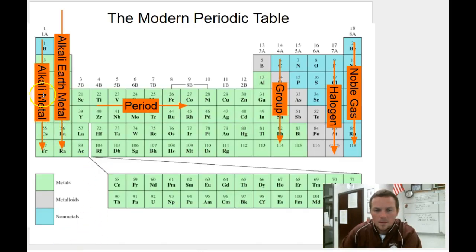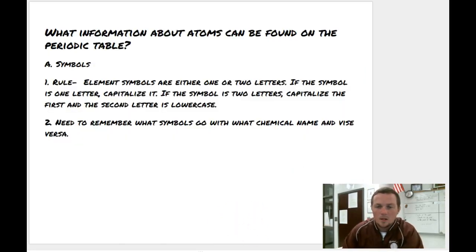Now, we're going to get into the alkali metals, alkaline earth metals, and all this kind of stuff, and knowing the families that we need to know about. So here it is. This is what information about atoms can be found on the periodic table. So first thing is the symbols. Sometimes the periodic table is not going to have the words written out. It's just going to be the symbols, and that symbol tells us what the element actually is. It's just the shorthand version of that chemical.